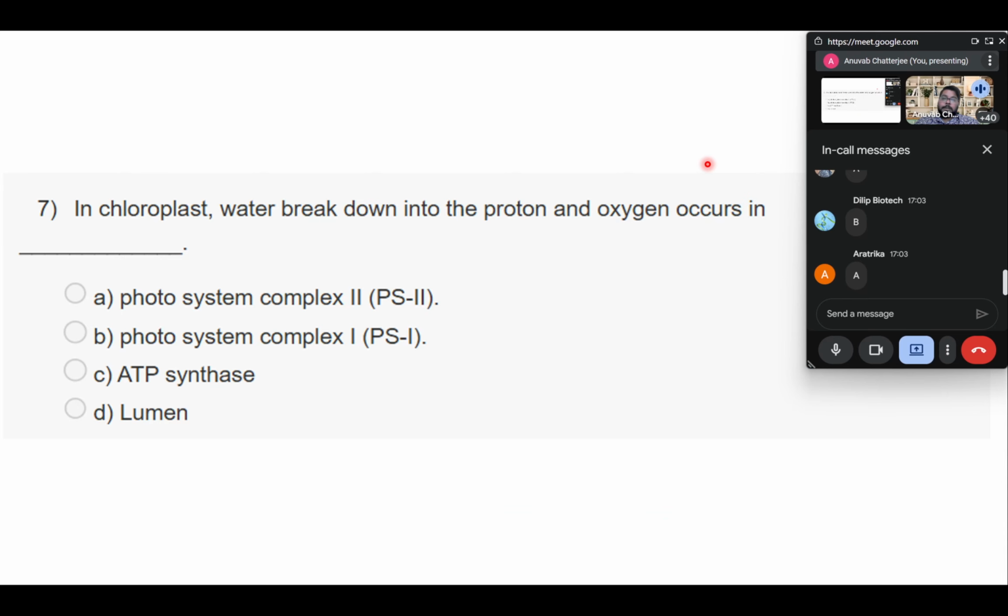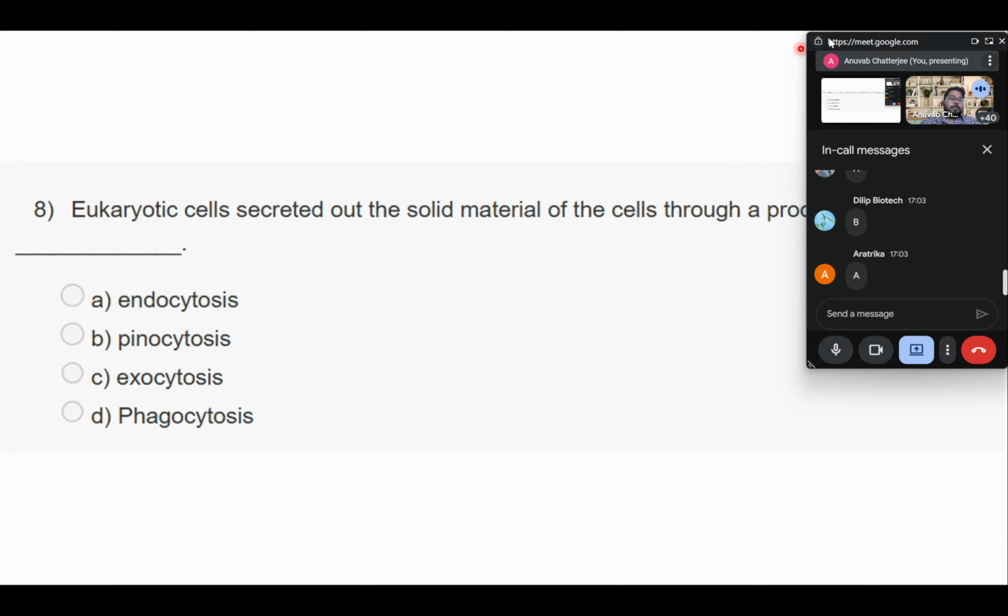So in chloroplast, water breaking down into proton and oxygen occurs in photosystem 2, which is option A. Any questions? Okay, if there are none, we move forward.